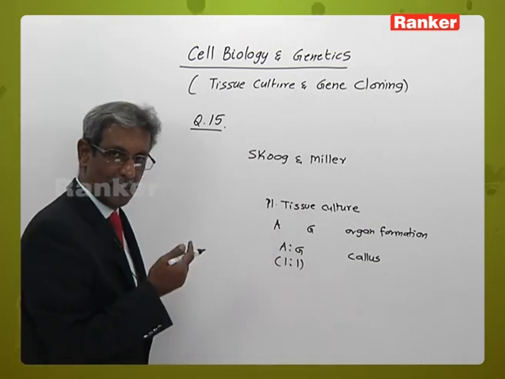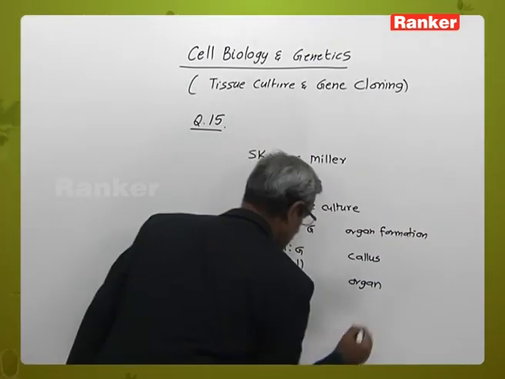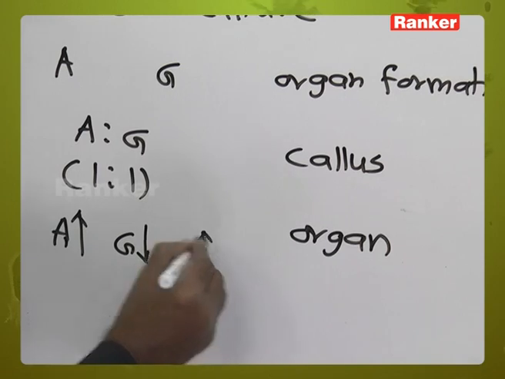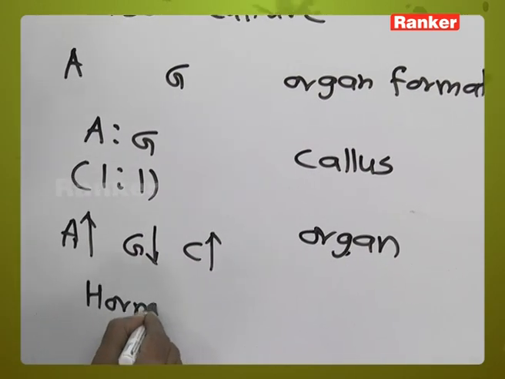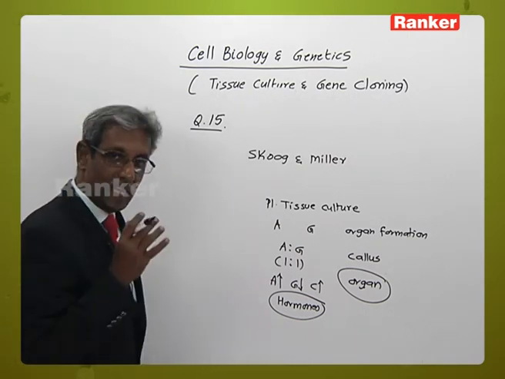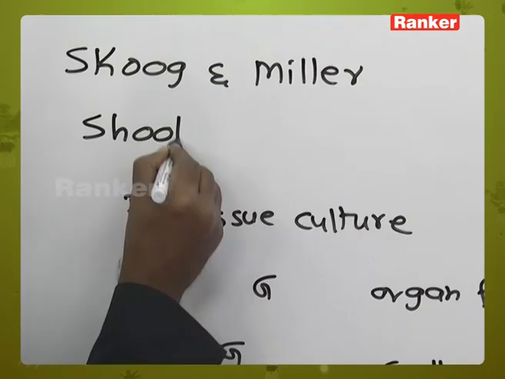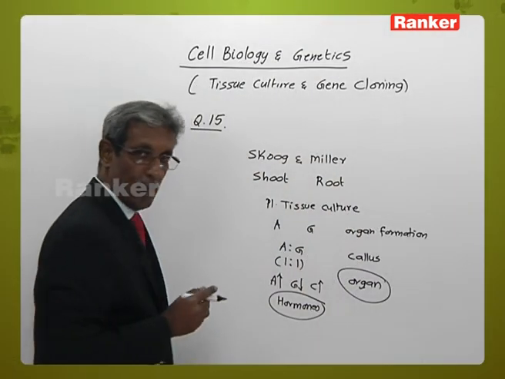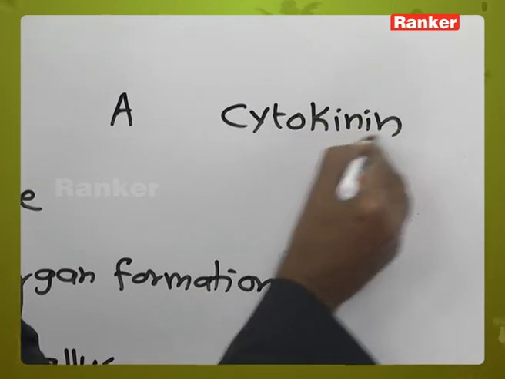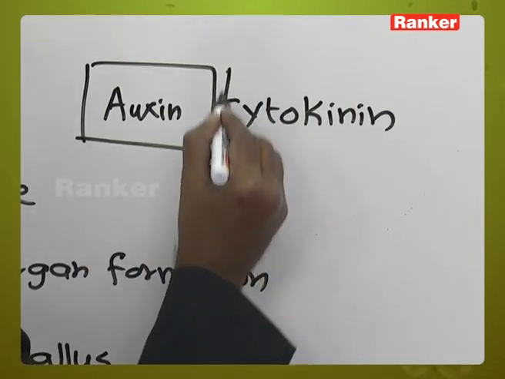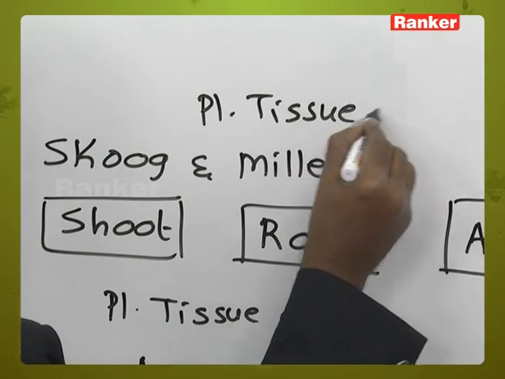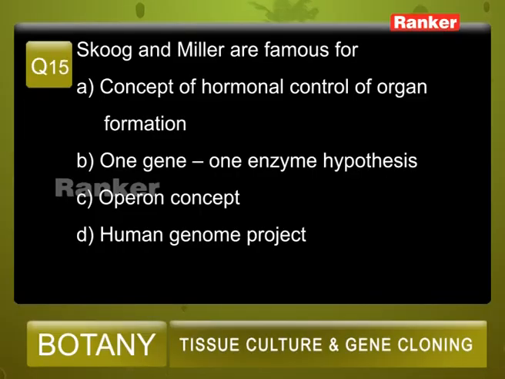So, they were the scientists who primarily suggested that organ formation relates to either high auxin content, or low gibberellin content, or even cytokinin content; it relates to the relationship between hormones and organ formation. So, Skoog and Miller identified that the formation of the shoot or the formation of the root was controlled by the levels of auxins and cytokinins. The auxin cytokinin ratio determines the formation of shoot and root in plant tissue culture. The right answer is A.